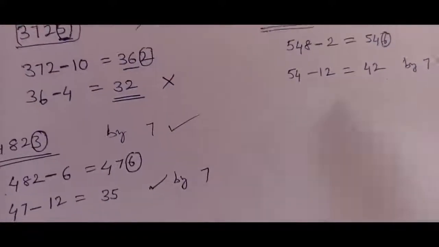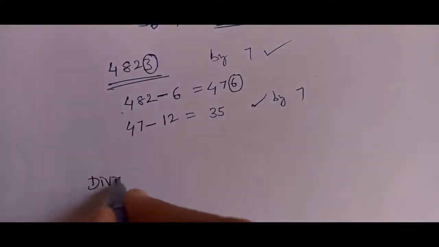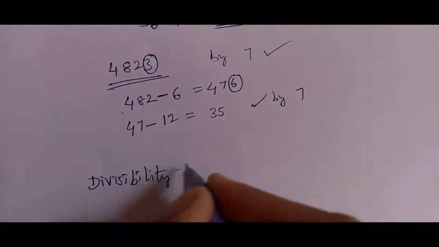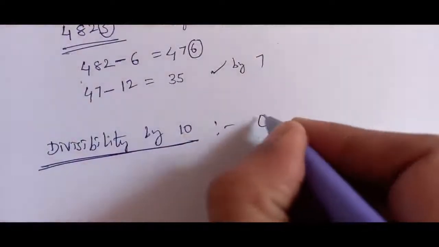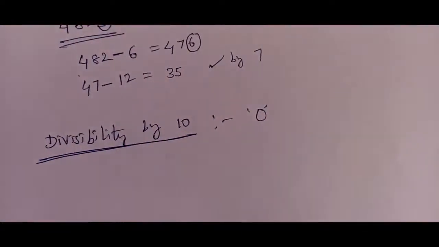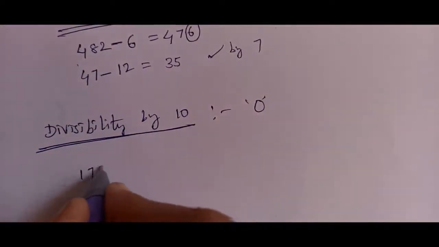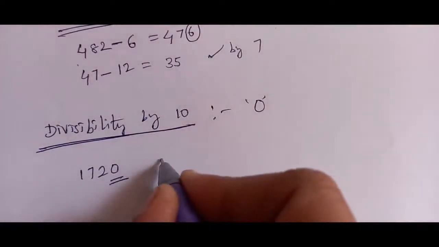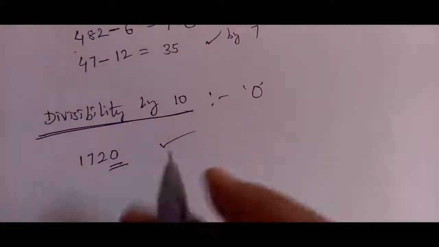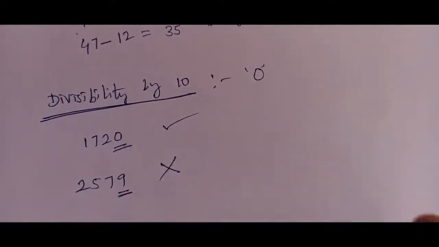Next, divisibility by 10. If the number is having 0 in units place, then that number is divisible by 10. Let's take example 1720. In units place 0 is there, so it is divisible by 10. 2579. What is there in units place? 9. So it is not divisible by 10.